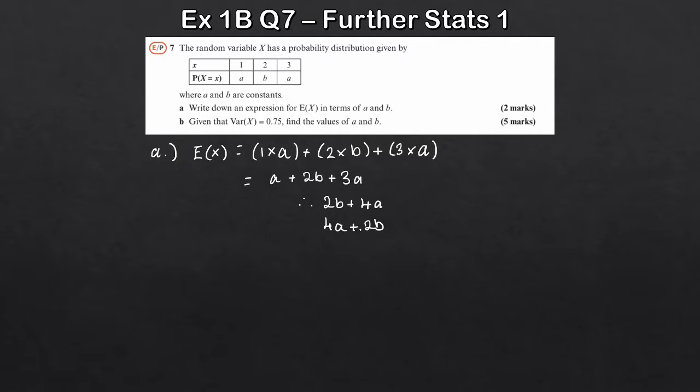So we've got the E of x there in terms of a and b. Now, for part b, it says given that the variance of x is 0.75, can we find the values of a and b? So, remember the formula for the variance of x: variance of x is E of x squared minus the expectation of x all squared.